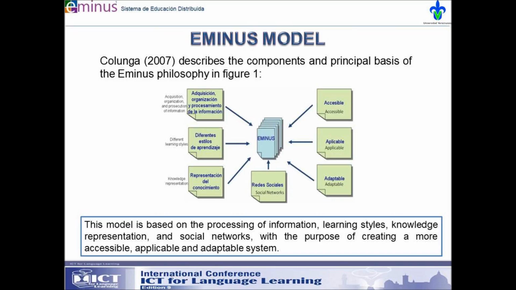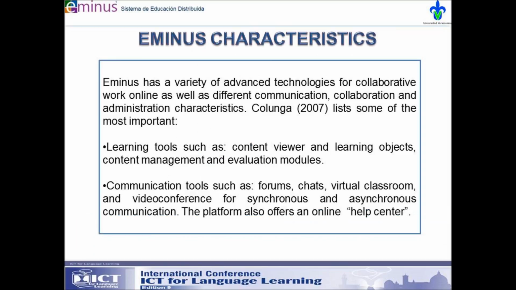For the Eminus model, Colunga describes the components and principal bases of the Eminus philosophy in Figure 1. As you can see, this model is based on the processing of information, learning styles, knowledge representation, and social networks with the purpose of creating a more accessible, applicable, and adaptable system. Eminus has a variety of advanced technologies for collaborative work online, as well as different communication, collaboration, and administration characteristics. Colunga lists some of the most important.